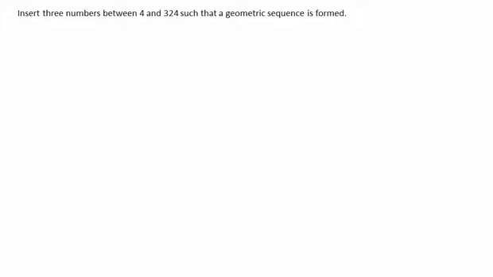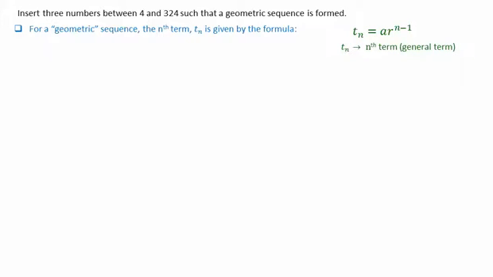Insert three numbers between 4 and 324 such that a geometric sequence is formed. For a geometric sequence, the nth term, Tn, is given by the formula Tn equals a times r to the n minus 1, where Tn is the nth term, also called the general term, a is the first term, r is the common ratio, and n is the term number.